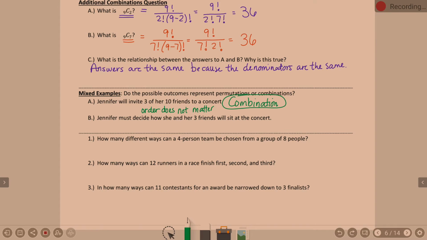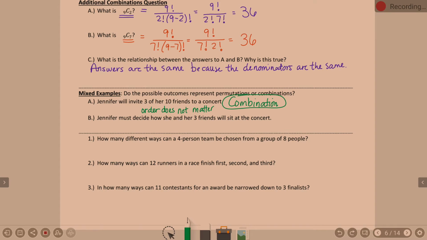Okay. B then. Jennifer must decide how she and her 3 friends will sit at the concert. Permutation or combination? Why? Yeah. She already has her 3 friends picked at this point. It's how are they going to arrange themselves at the concert?